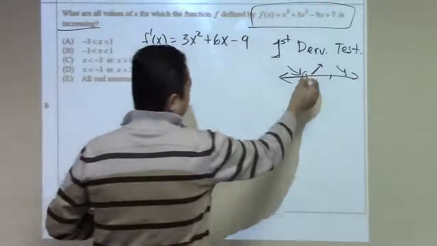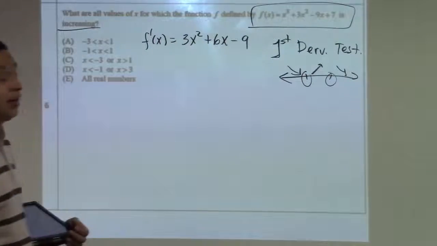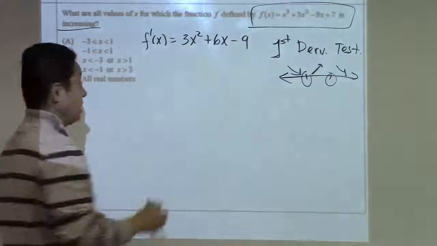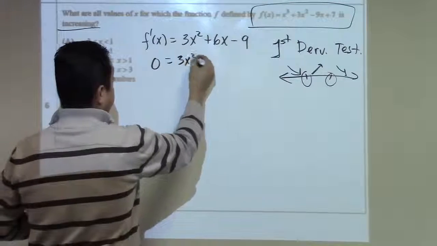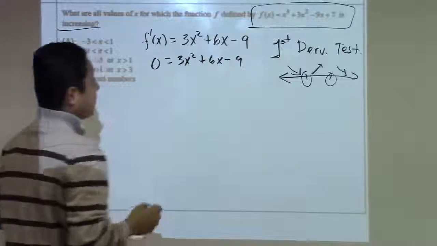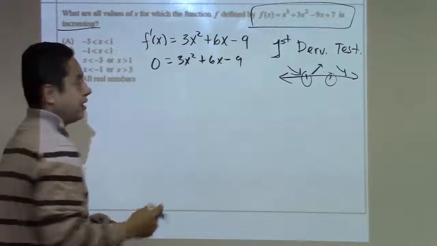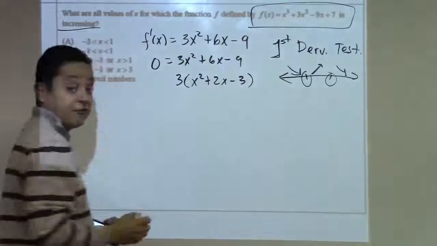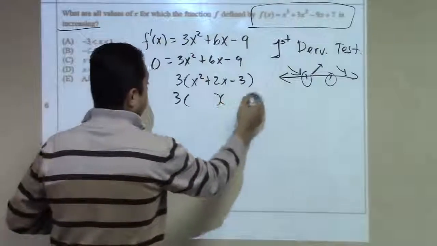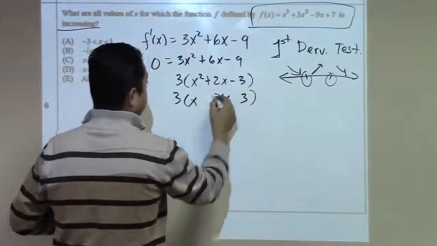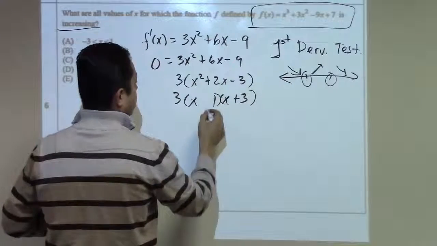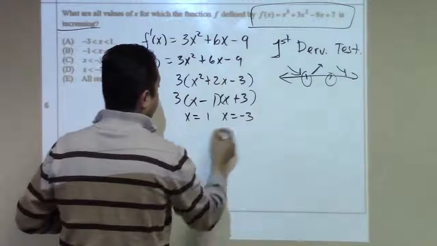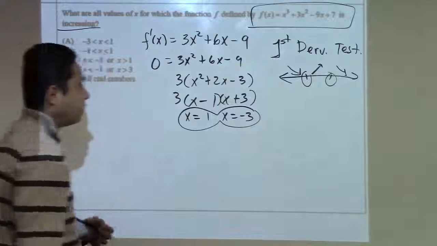So if you recall from the lecture here, those are the critical numbers that come from when the derivative equals 0 or undefined. So we already took the derivative, so let's set it equal to 0. All of them are divisible by 3, so let's extract 3 out. Let's factor this. So the critical numbers happen at x equals 1 and at x equals negative 3. We only have 2 of them.